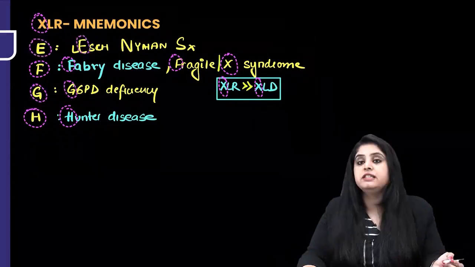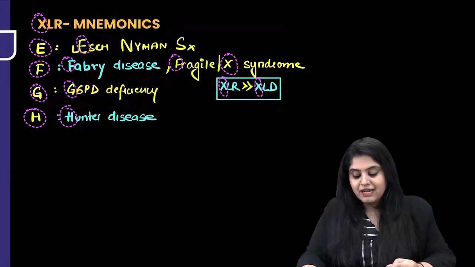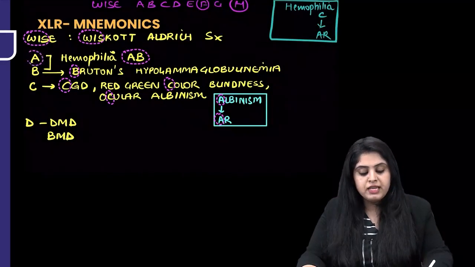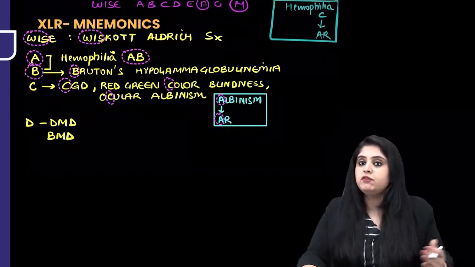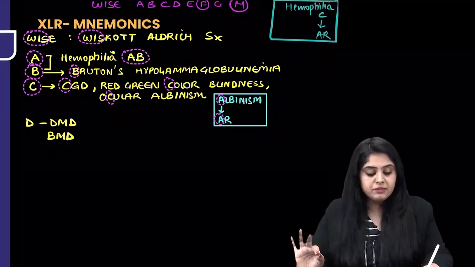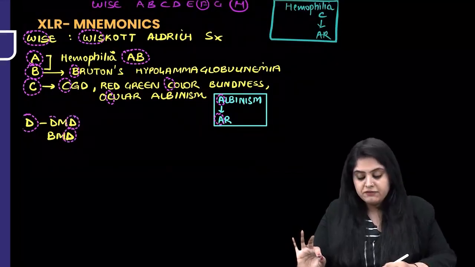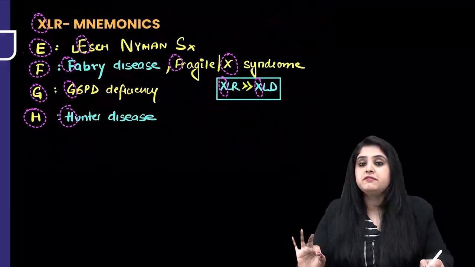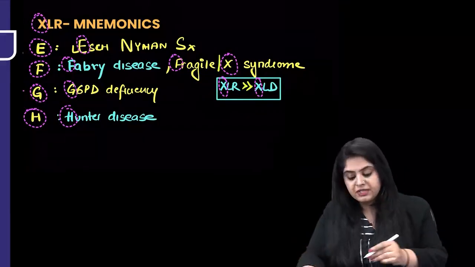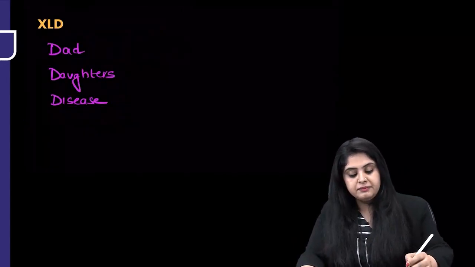So now we are done with the entire mnemonic. This is a Y is ABCDEFGH mnemonic. Y is for Wiskott-Aldrich syndrome, A and B for hemophilia A and B, Bruton's, C for CGD, color blindness and ocular albinism, D for DMD and BMD, the two muscle dystrophies, E for Lesch-Nyhan, F for Fabry, Fragile X, G for G6PD, H for Hunter's. XLR done.